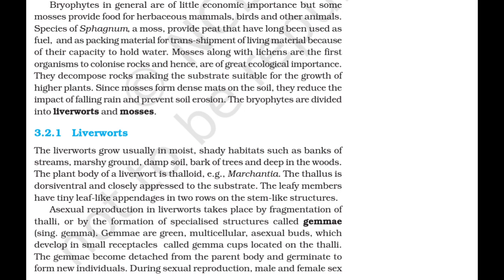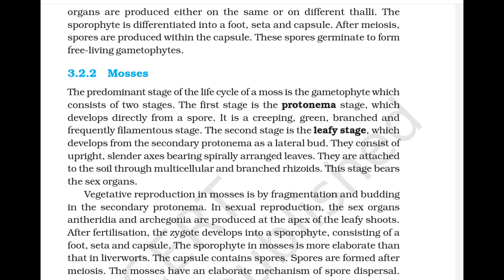During sexual reproduction, male and female sex organs are produced either on the same or different thalli. The sporophyte is differentiated into foot, seta, and capsule. After meiosis, spores are produced within the capsule. These spores germinate to form free-living gametophytes.